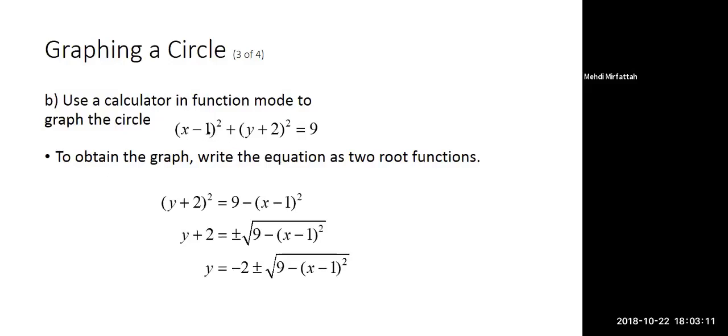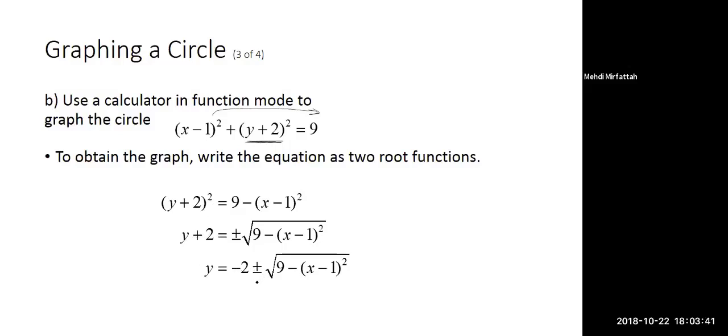To solve for y, I need to isolate y. So here I have y in this term here. I'm going to leave it alone. I'm going to move this term to the right. So I get 9 minus x minus 1 squared. Then in order to eliminate this square, I need to take a square root of both sides. It would be plus and minus of that. And then to solve for y, you subtract 2.